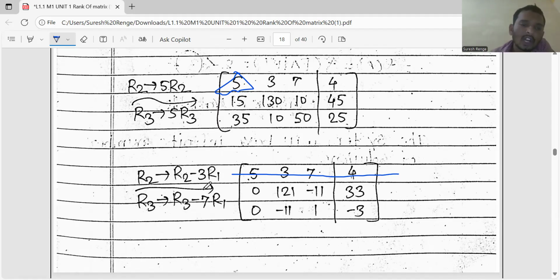Now in row number 3, 35 minus 35 is equal to 0. Then 10 minus 7 times 3, that is 21, gives minus 11. Next, 50 minus 7 times 7, that is 49, gives 1. Then 25 minus 7 times 4.